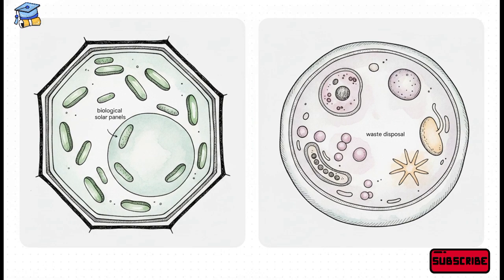Animal cells, on the other hand, don't have any of these. Instead, they uniquely possess those waste-disposing lysosomes we talked about earlier, as well as centrosomes containing centrioles, which organize microtubules to help out during cell division.